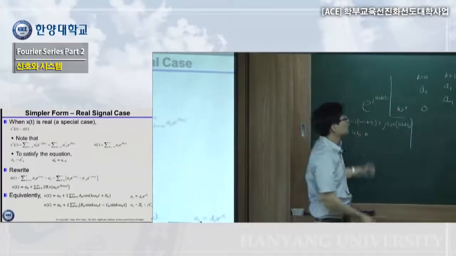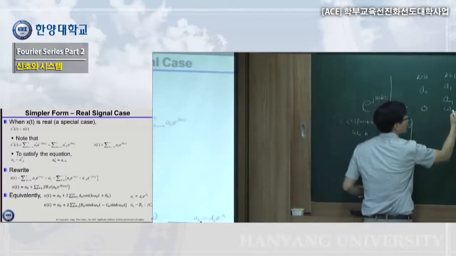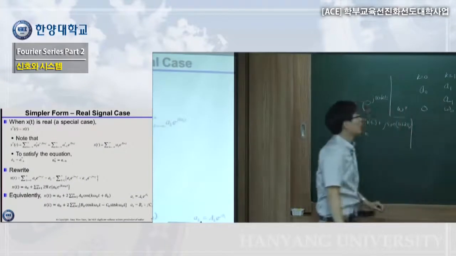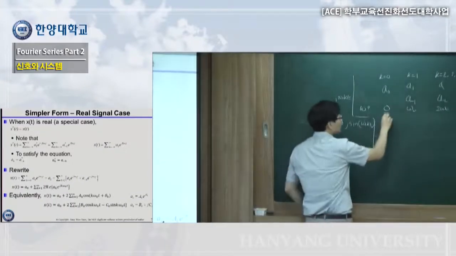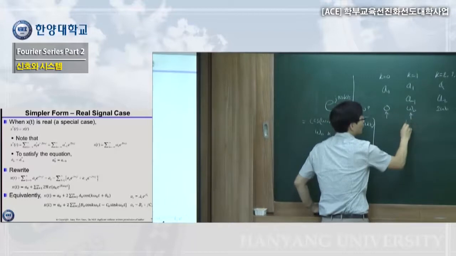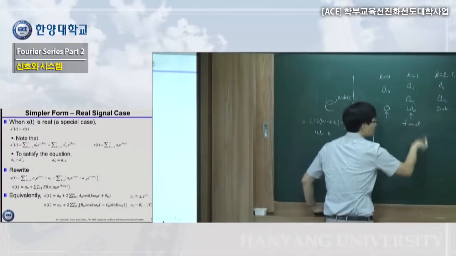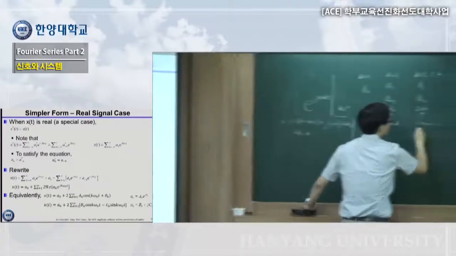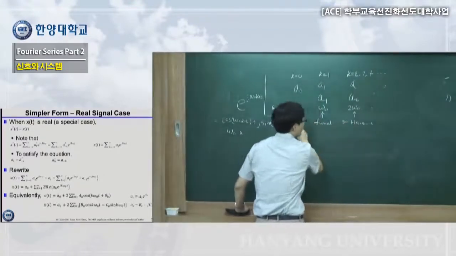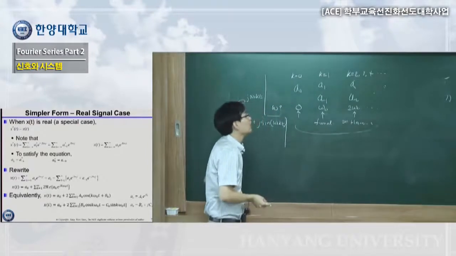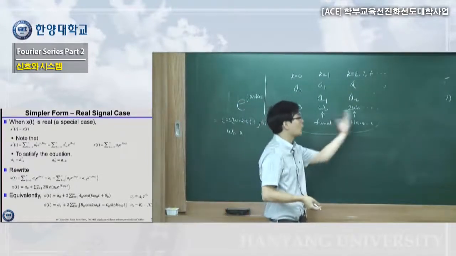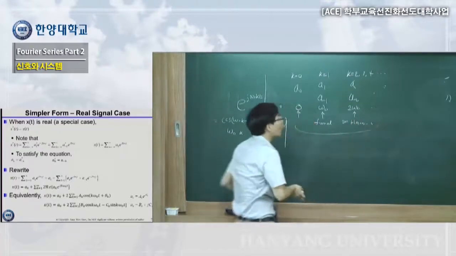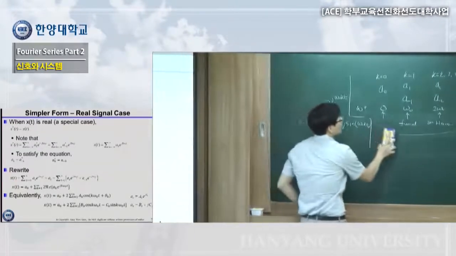If k equals 1, then omega 0. k equals 2, 2 omega 0. And we learned that we call this one the fundamental frequency, and the others harmonics. Actually, harmonics will cover everything, but the rest are called high frequency components, or second harmonic, third harmonic, fourth harmonic, depending on the order of the frequency.